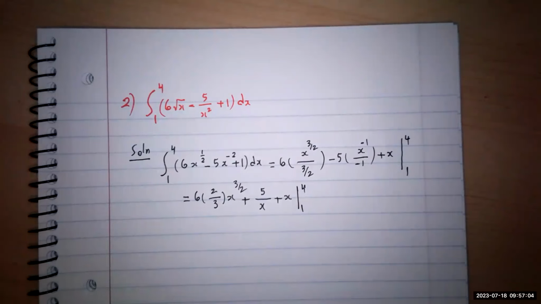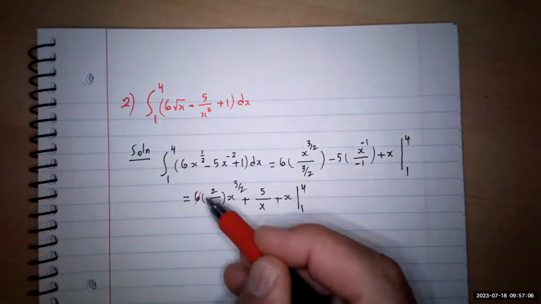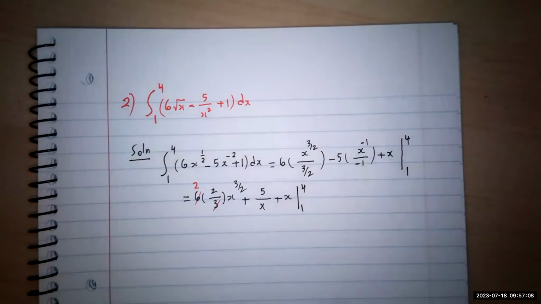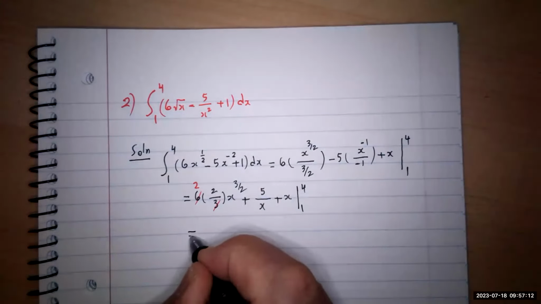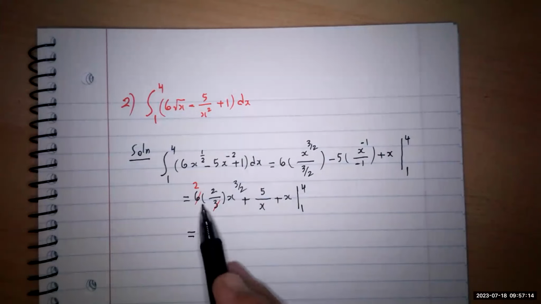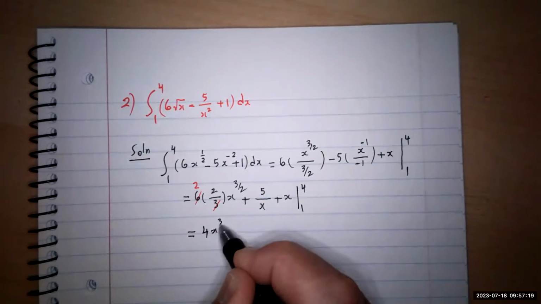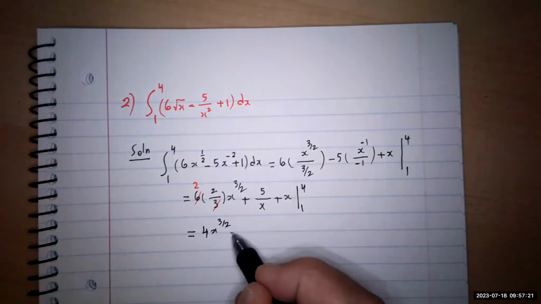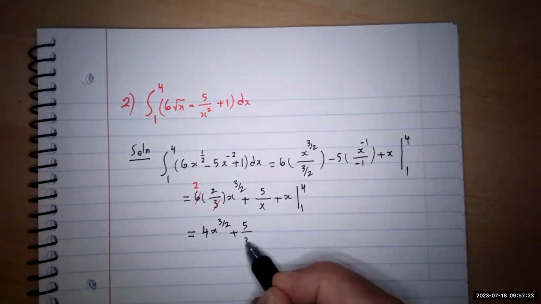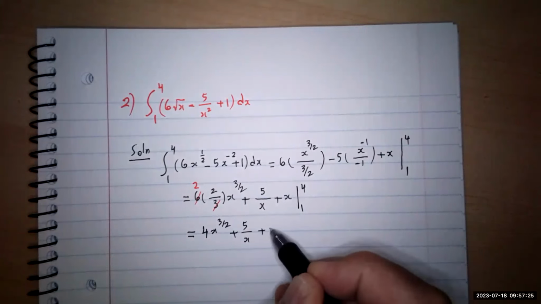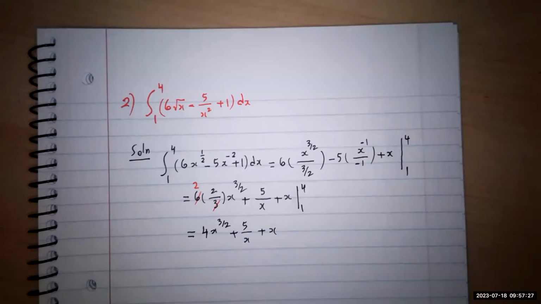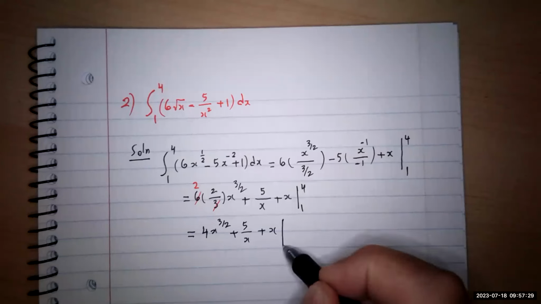So we can simplify these two. So that gives us a 2. 2 times 2 would be 4. Okay, so we end up with 4x to the 3/2. Okay, everything else is going to be the same. 5x, and this is going to be x. But it has to be evaluated from 1 to 4.